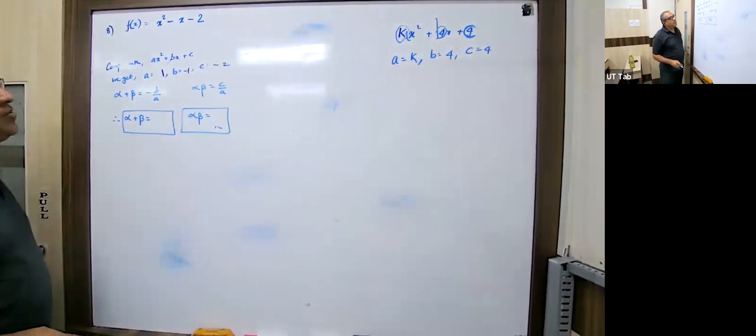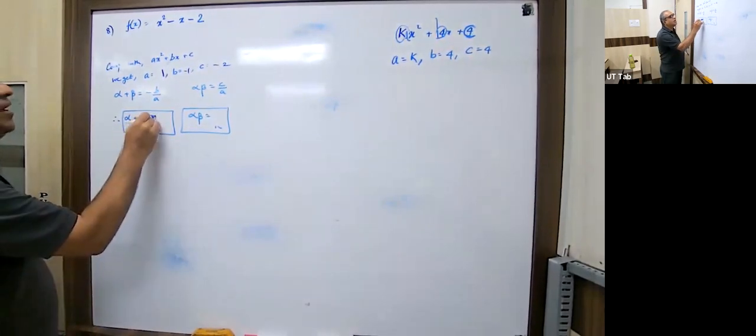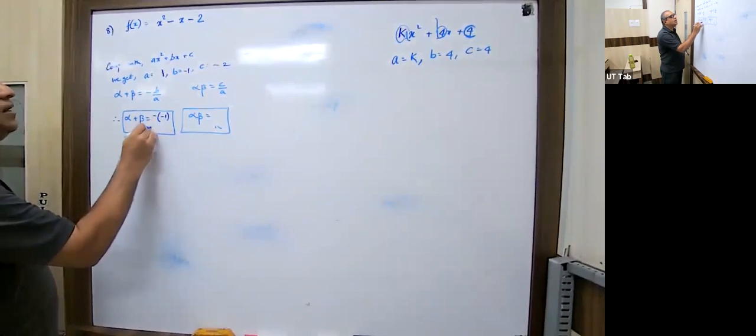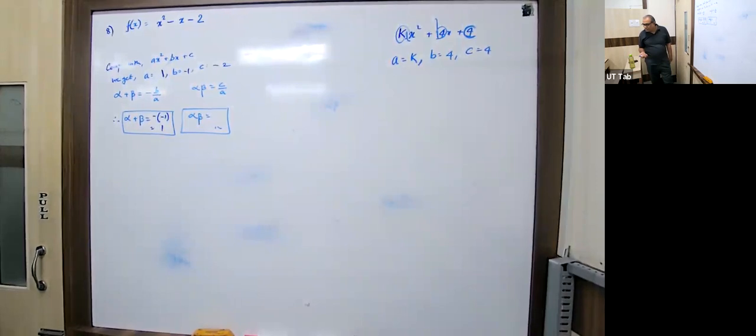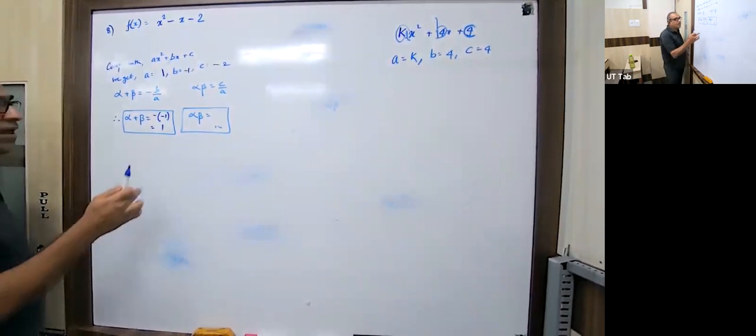So alpha plus beta is minus b by a, so minus of minus 1, so alpha plus beta is 1 upon a, which is 1. What is c by a?